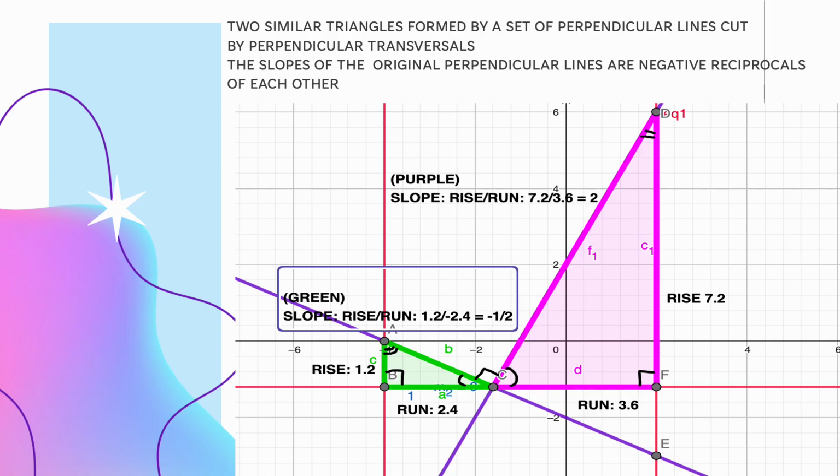When you look at the slope of one similar triangle and the slope of the other similar triangle, you have negative reciprocals of each other. 2 is the slope of this line, negative 1/2 being the slope of this line.